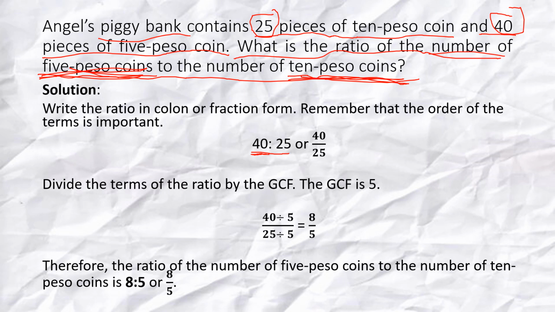Now, as you can see, 40 is to 25 and 40 over 25 are not yet in the lowest terms. We have to divide the terms of the ratio by their GCF, or greatest common factor. The GCF of 40 and 25 is 5. 40 divided by 5 is 8. 25 divided by 5 is 5. Therefore, the ratio of the number of 5 peso coins to the number of 10 peso coins is 8 is to 5, or 8 over 5.